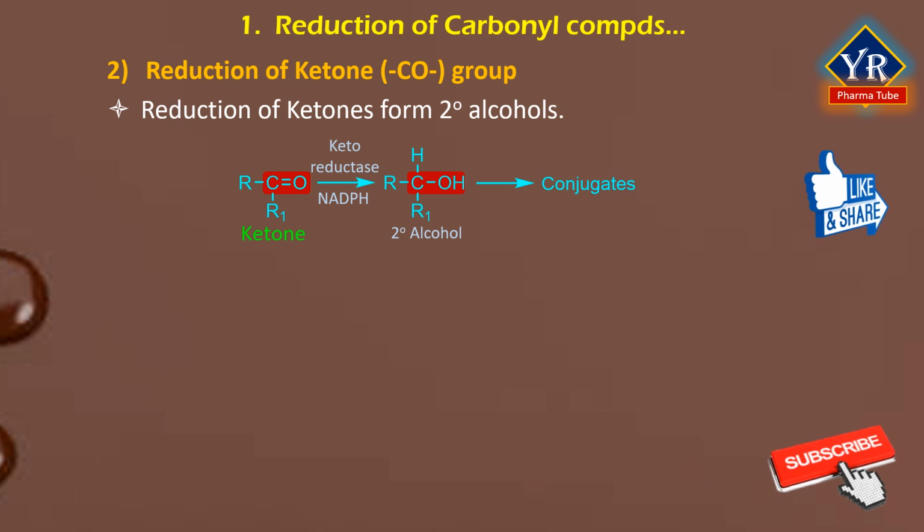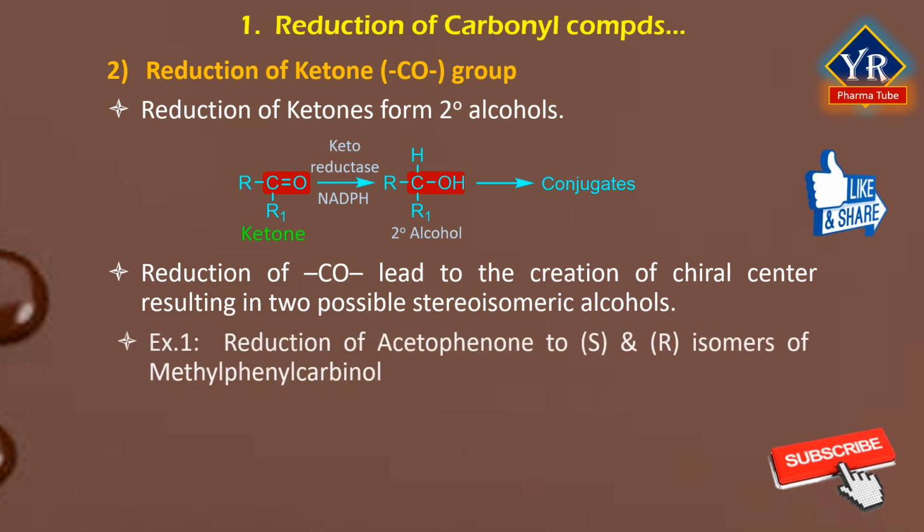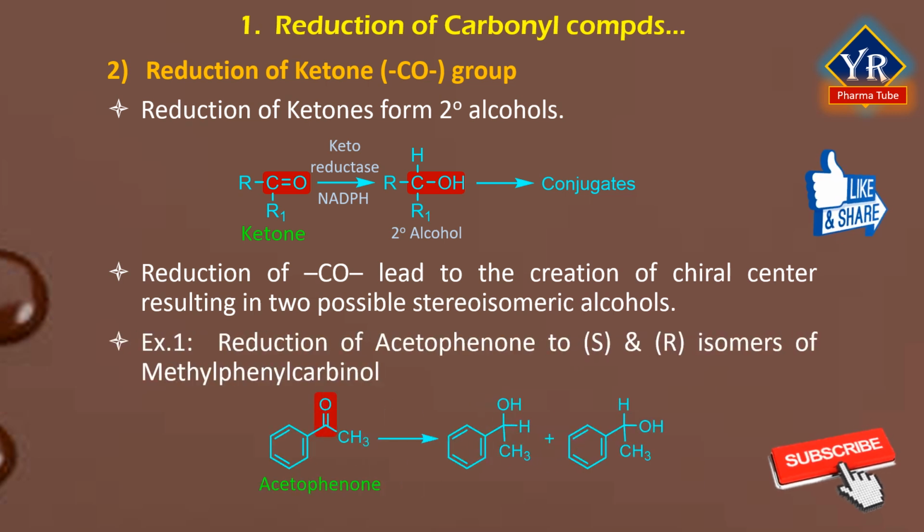These reduction reactions are frequently stereospecific, which means that reduction of ketones leads to the creation of an asymmetric center, that is the chiral center, resulting in two possible stereoisomeric alcohols. For example, reduction of acetophenone leads to enantiomeric alcohols, S and R isomers of methylphenylcarbinol, with the S isomer predominating.